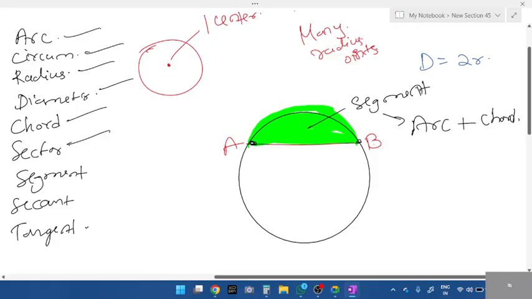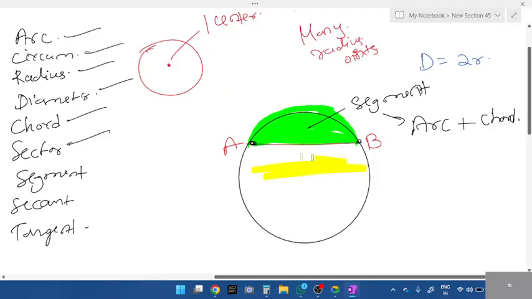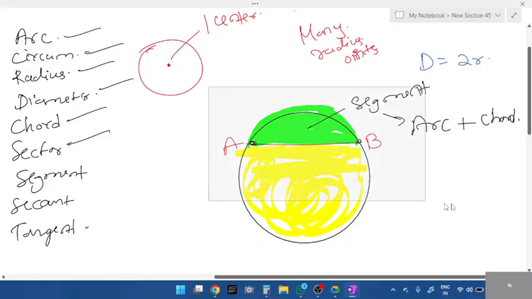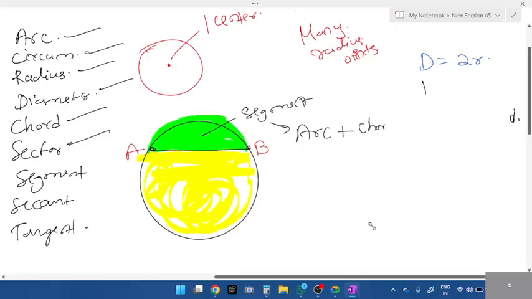Even in segment, there are two types. This is the smaller segment, the green one. Look at the yellow one. The remaining portion, all this portion, we call the major segment. Green is the minor segment. Yellow is the major segment. Is it clear? All of you understood?